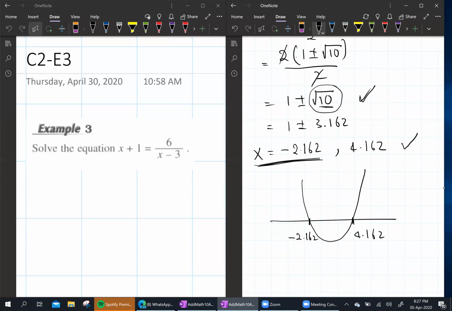unless your question states that x is more than some value. If it's not, then you reject this. If your question did not give you this condition, then you have to accept this answer as well. Okay, I understand that.